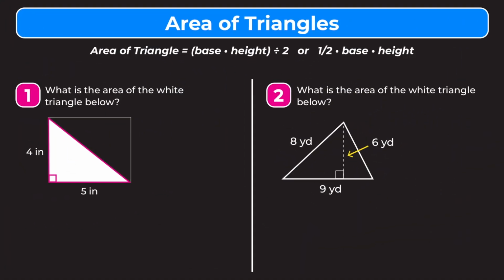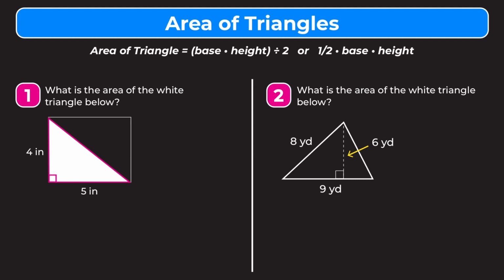In this video, we're learning how to find the area of triangles. If you look at the top of our screen, we have these formulas for the area of a triangle. It says the area of a triangle is equal to base times height divided by 2, or 1/2 times base times height. Dividing something by 2 is just the same as multiplying it by a half, so you can use either of these formulas when finding the area of a triangle.